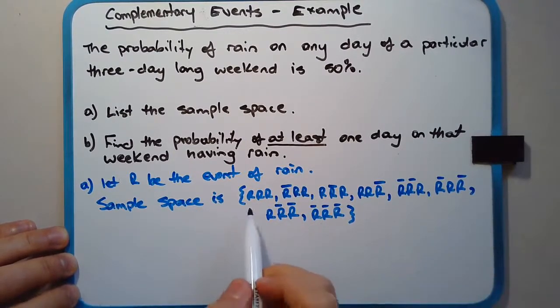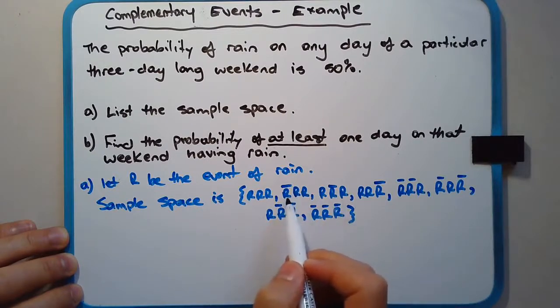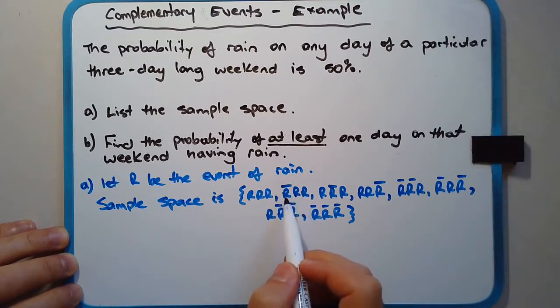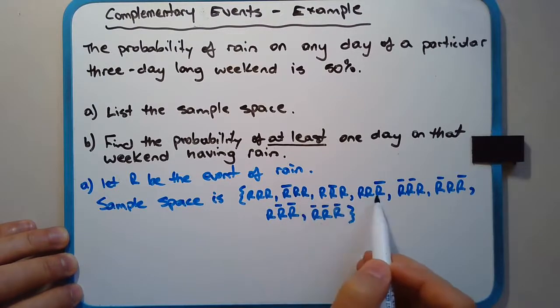So the sample space, just go through that quickly. We could have all 3 days having rain. These next 3 events is 1 of the days being not raining and 2 of the days raining. So this could be, for example, Saturday, Sunday, Monday, for example. So 1 of those days will not have rain, the other 2 days will.